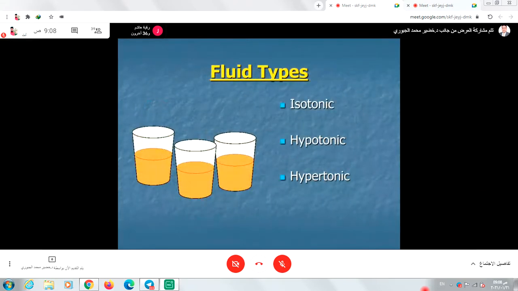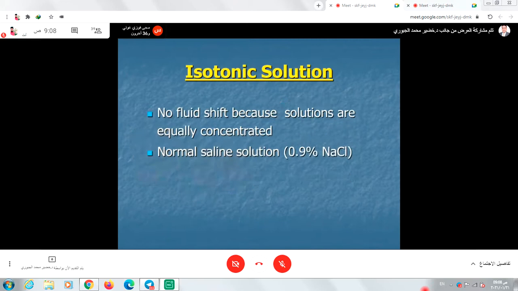The fluid types, you have to know the fluid types: the isotonic fluid, the hypotonic fluid, and the hypertonic fluid. The isotonic solutions, no fluid shift because solutions are equally concentrated. The best example is the normal saline, 0.9% NaCl. The isotonic solutions are mostly used in surgical and non-surgical practice.